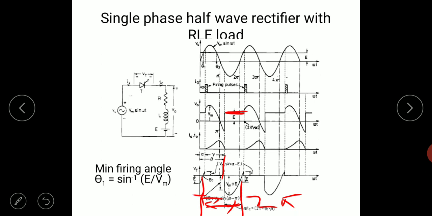This theta 1 angle is also a negative portion, so this theta 1 angle will be added here. So the total becomes 2 pi minus beta plus theta 1. This is omega t, and if you want to calculate time, we will have to divide it by omega.